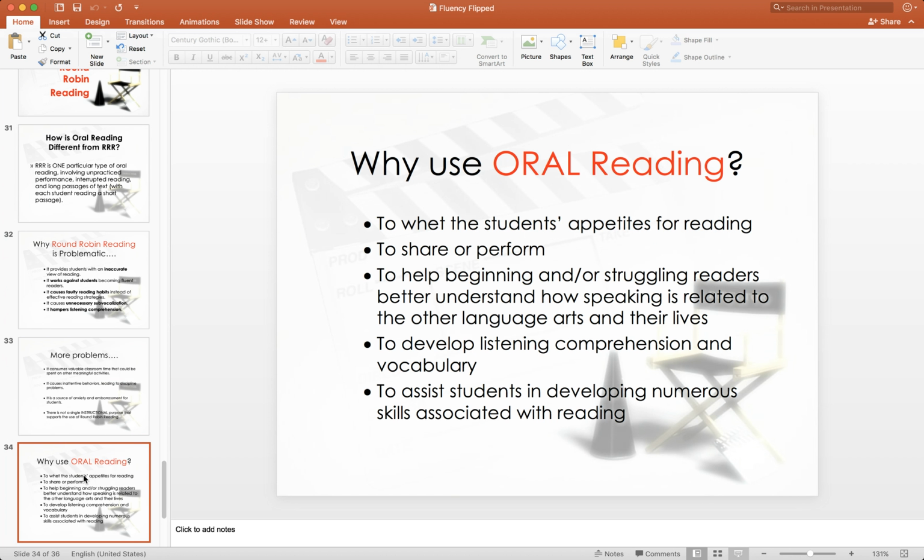So why use oral reading? So oral reading, when done as rereading with partners, timed rereading, reading theater, poetry club, all of these things are oral reading because they support practice, right? And they support children rereading for a purpose. The reason why we do this is because it whets students' appetites for reading. They enjoy it. They enjoy sharing and performing.